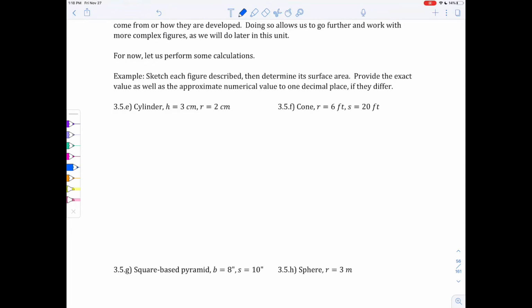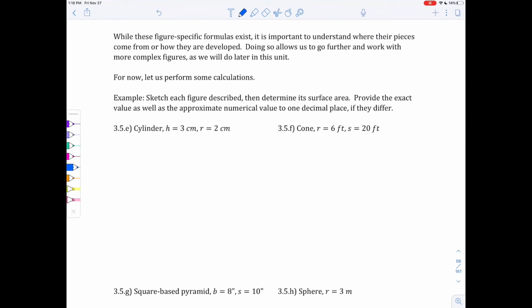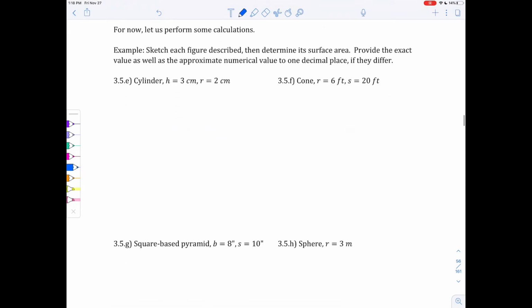Let's get to even more specific figures. So not just a general height and radius, but a given height and radius for a cylinder. We're going to sketch it, determine its surface area, and provide the exact value as well as the approximate numerical value to one decimal place, and that's only if they differ, which happens in cases where pi is involved, or possibly square roots. But for now, probably just the business of pi.